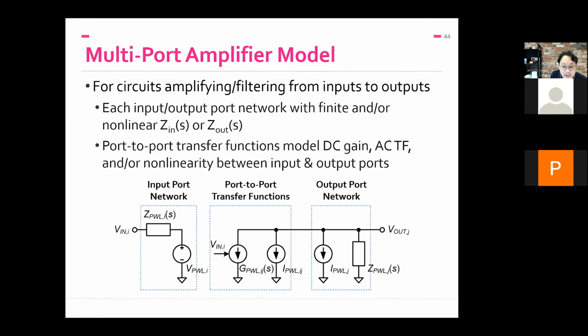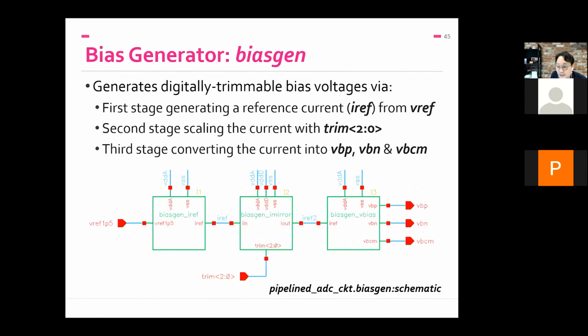Okay. And these 3 basic templates, although they look very simple, cover a wide variety of analog circuits, and I will demonstrate that using the pipeline ADC example. Okay, starting with the bias generator. To save time, I'll just state briefly what this bias generator is made of. The first stage generates a reference current from some external voltage. Then there's a middle stage that does some additional adjustment using the trimming bit. And the final stage generates 3 bias voltages from that reference current.